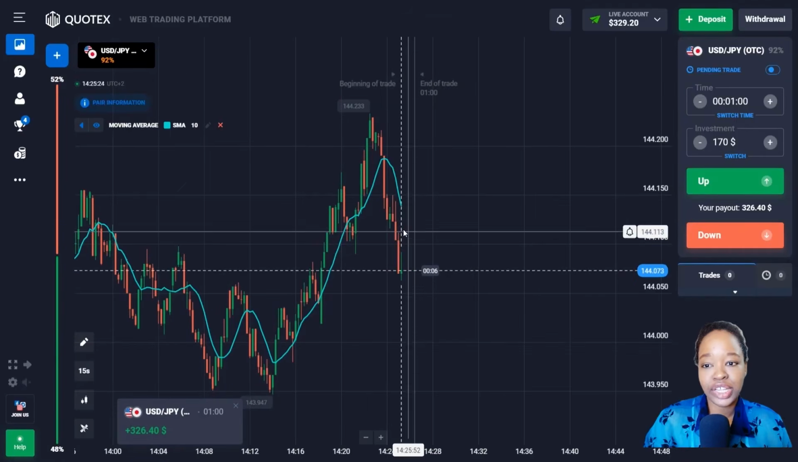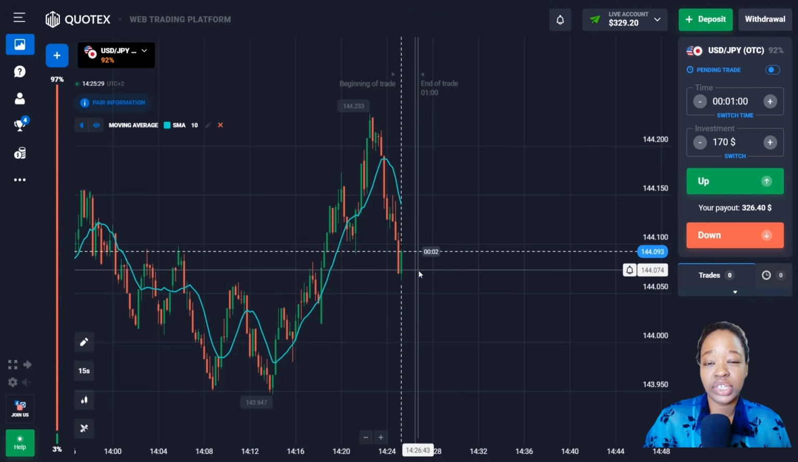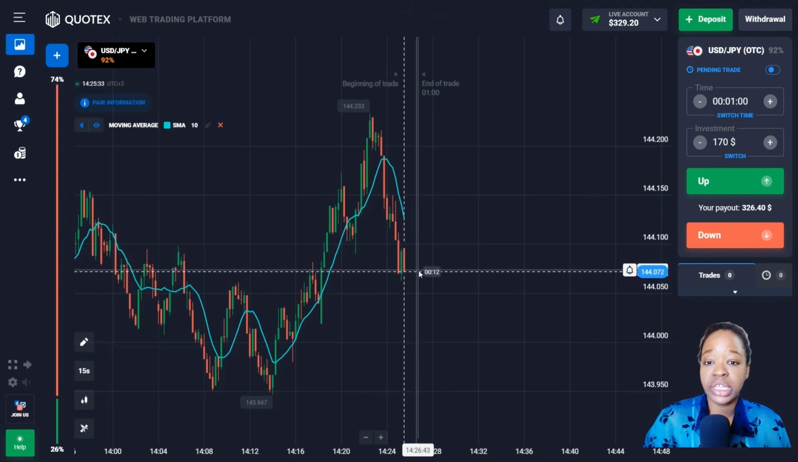This is excellent, friends. The price continues its confident downward movement and here I got a very good profit. 1 minute was quite enough for this, and as you can see, the indicator was right again and gave me a very good entry point. So let me continue.